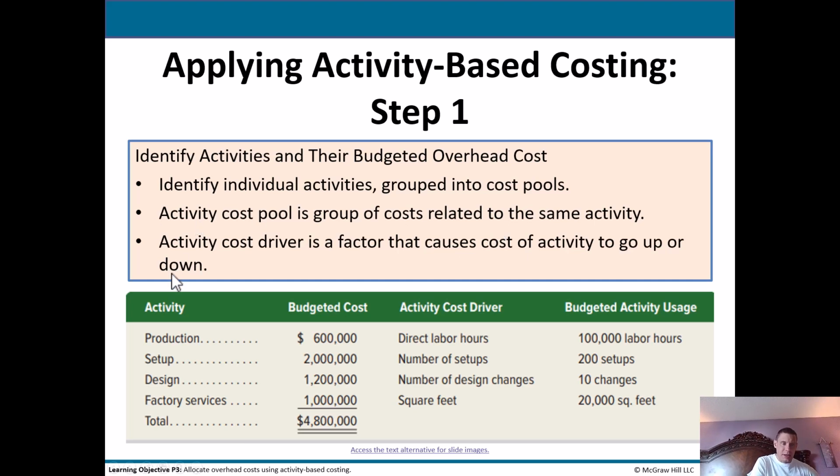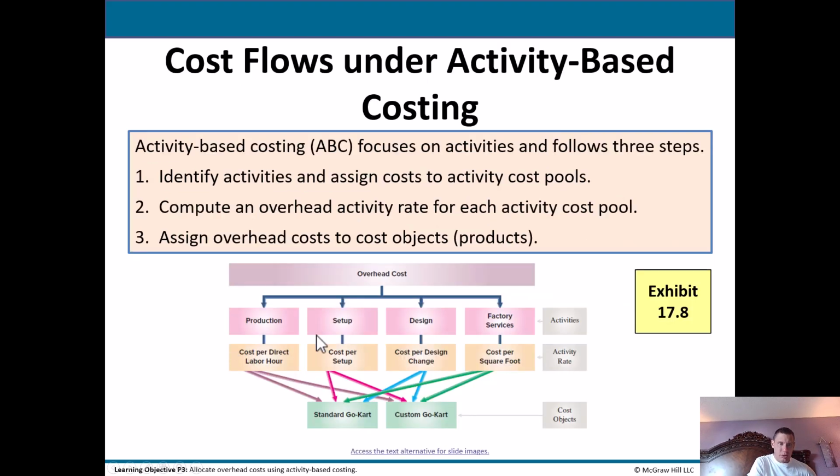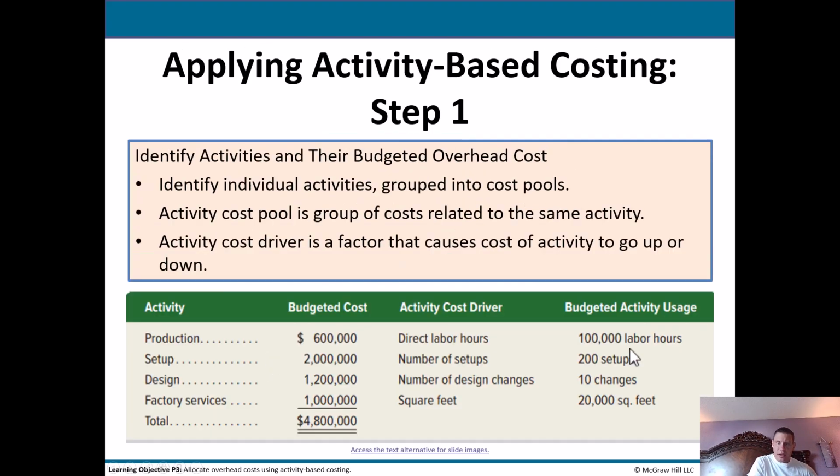You can see our four activities: production, setup, design, and factory services. You can see the amounts. They've got 600,000 total costs for production. Again, these are budgeted numbers; this hasn't happened yet. 2 million for setup, 1.2 million for design, $1 million for factory services. And you notice that sums to 4.8 million, which you probably remember. Now they're asking, how many for production? What was driving production? Direct labor hours, right? If we go back, production is cost per direct labor hour. So how many direct labor hours do they plan to use?